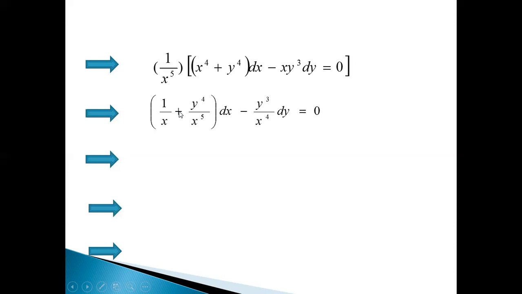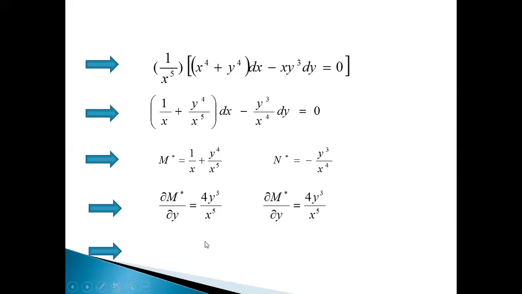But let's check this is exact or not. So this is our m star. M star is a multiple of dx, that is 1 upon x plus y raised to 4 upon x raised to 5. Now n star, that is multiple of dy, that is minus y cube upon x raised to 4. Now let's check the derivative of m star with respect to y, that is 4y cube upon x raised to 5, because in the first term there is no y. So derivative of first term is 0, and the derivative of y raised to 4 is 4y cube, where 1 upon x raised to 5 is constant.